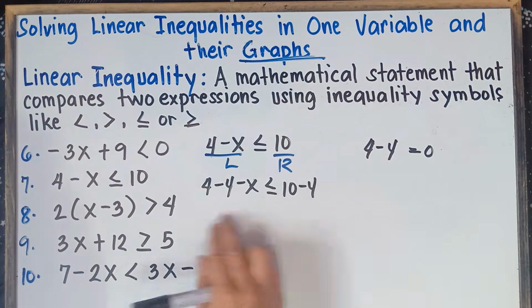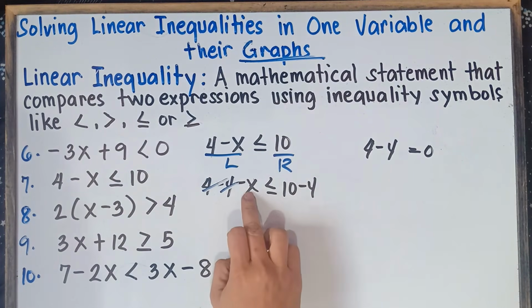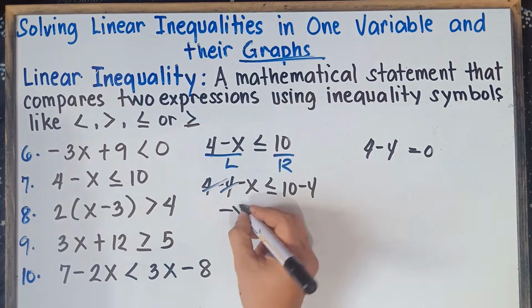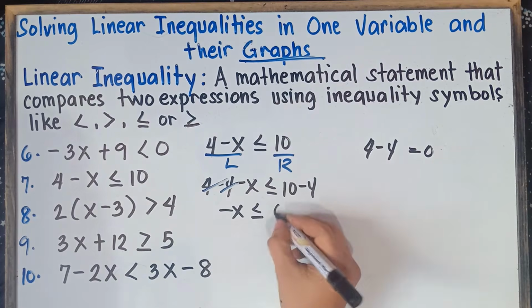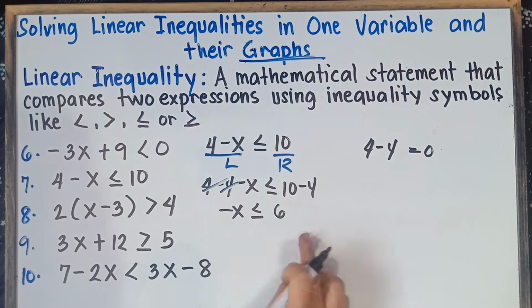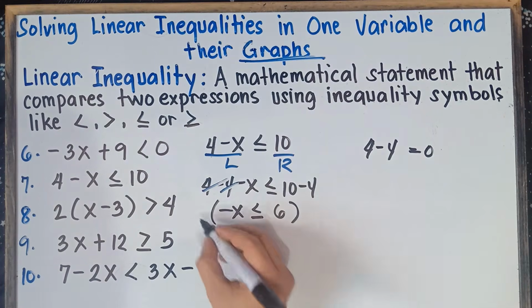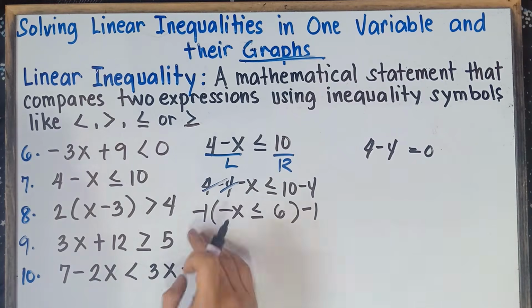Question, sir. Why do we need to subtract both sides by 4? So that you can cancel this out and the remaining expression will be only negative x. And 10 minus 4 would be equal to 6. Now, since your x variable is negative, we need to multiply both sides by negative 1. You can also divide both sides by negative 1. You will have the same answer.